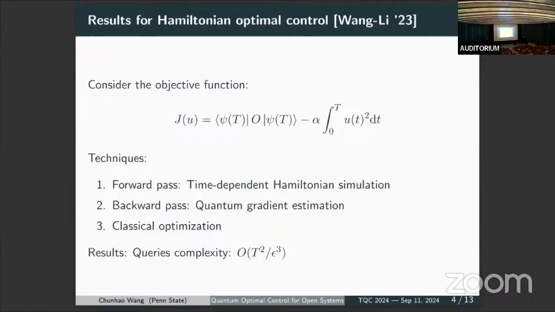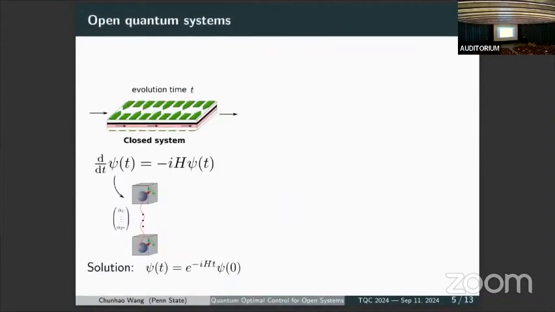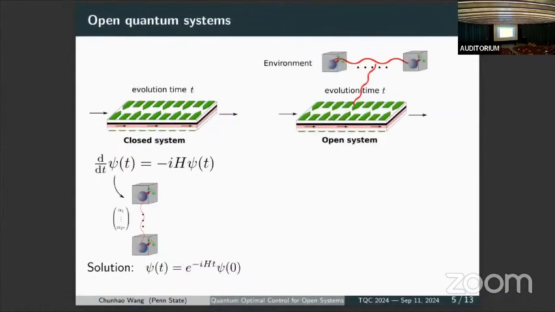Now we know how to control a closed system. Let's talk about open systems. This is the picture of the closed system, and you can see that there's no interaction with the environment. But if there's interaction with the environment, the system is open.